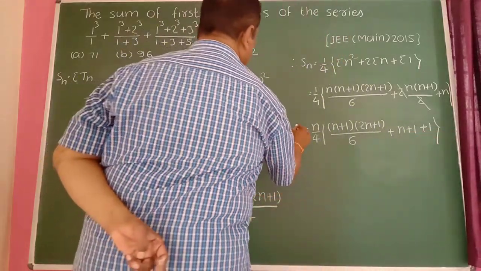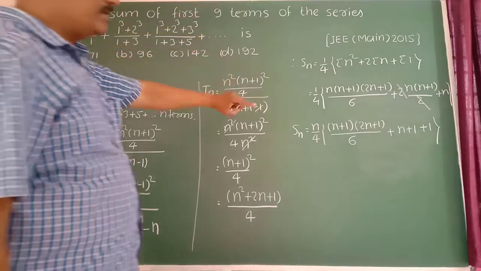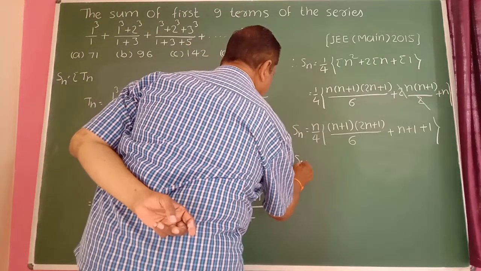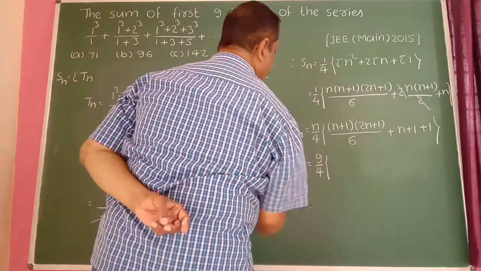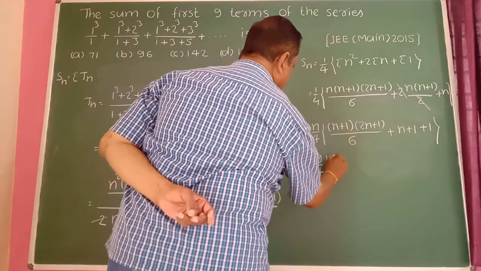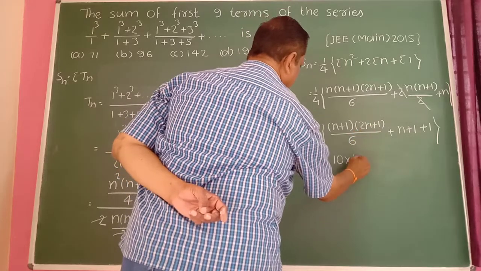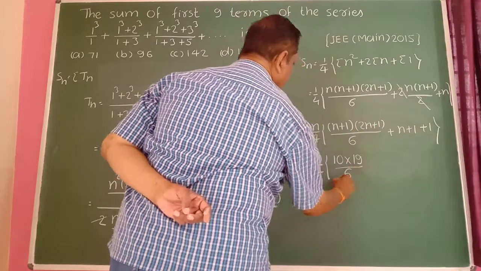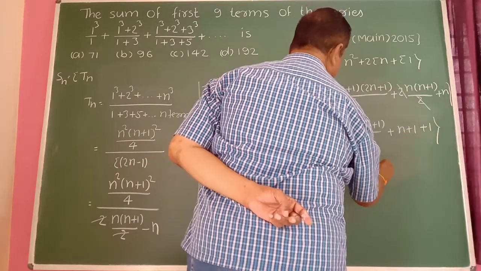Here we want the sum of first 9 terms. So put n equal to 9. So S9 is equal to 9 divided by 4 into bracket, 9 plus 1 is 10, into 9 times 2 is 18 plus 1, 19, divided by 6, then plus 9 plus 2 becomes 11.